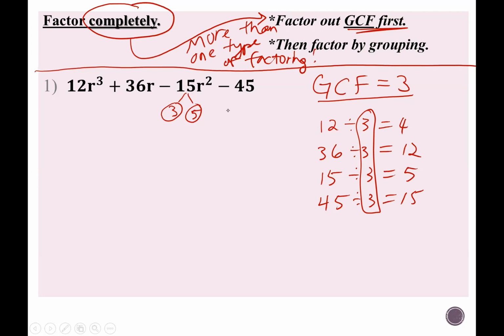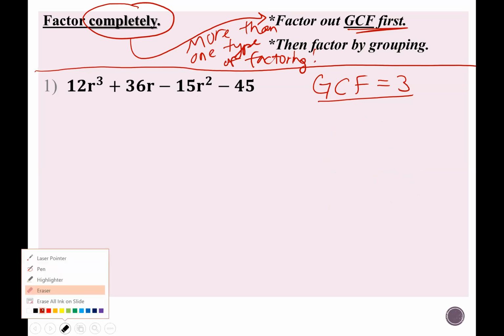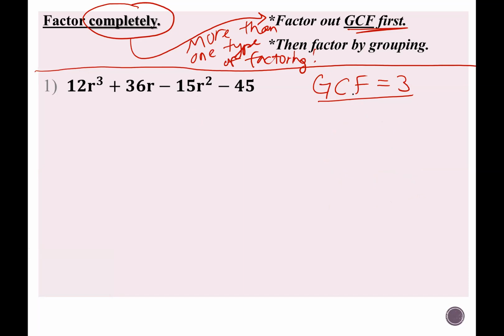Okay, so here's how I will show that, because after we take that out, we will still need to do the grouping process. And I'm making some room here. Because I know that parentheses are coming in what we're about to do, I like to use brackets when we take out this 3. So we'll take out the GCF of 3, which means each of these terms will now be divided by 3.